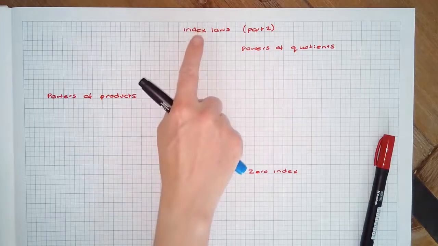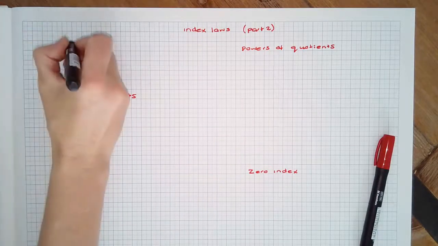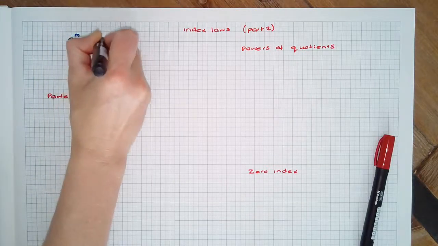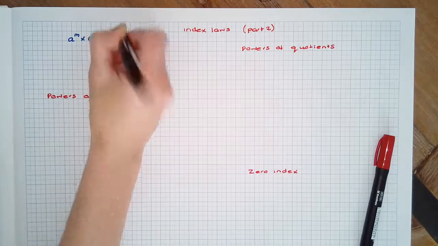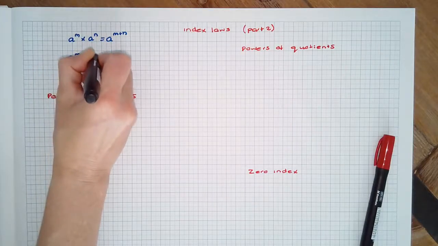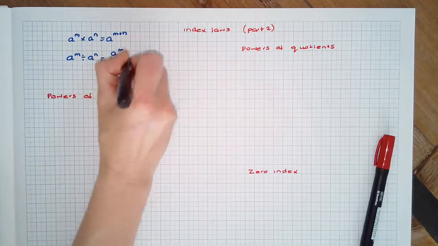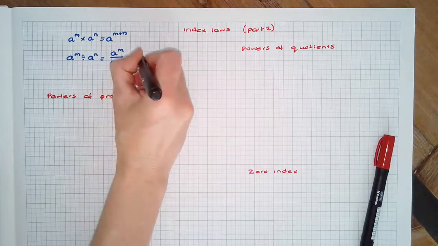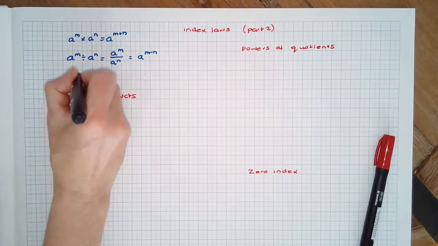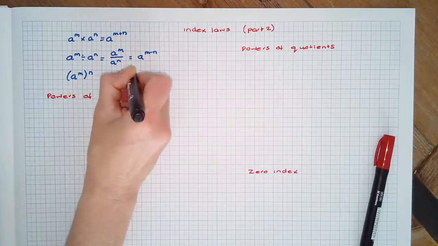In this video we're going to have a look at some more index laws. In the first video we looked at the first three index laws. When multiplying indices with the same base, we add the powers. When dividing indices with the same base, or we could write as a fraction, we subtract the powers. And when we have a power to a power, we multiply the indices.